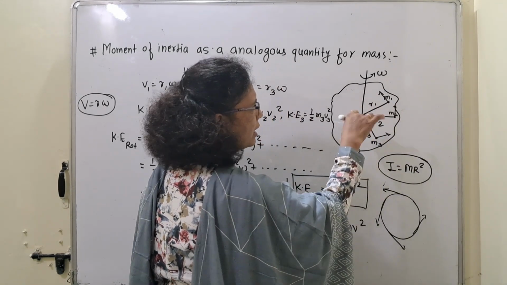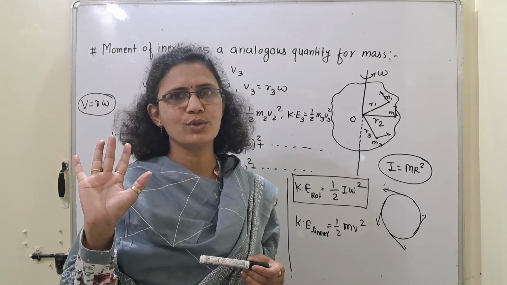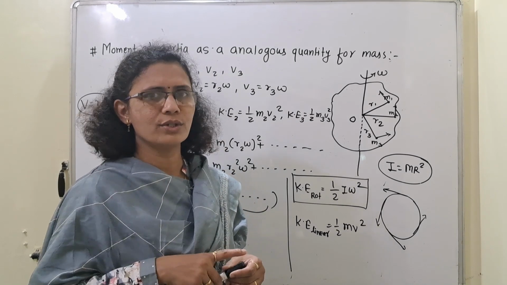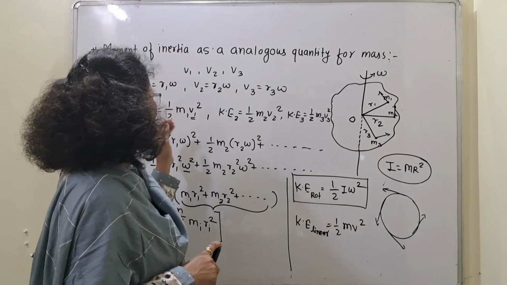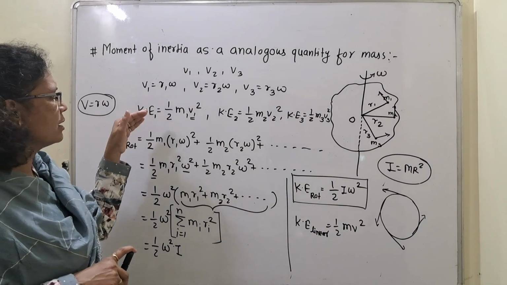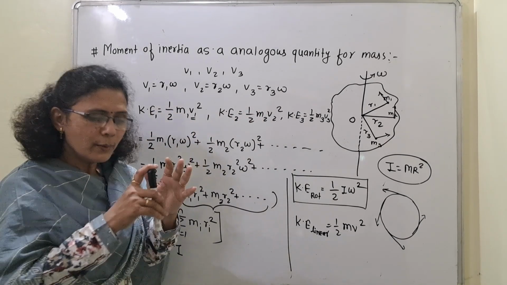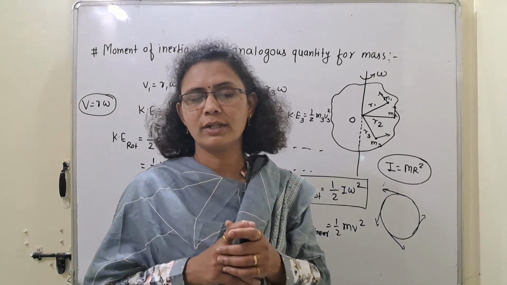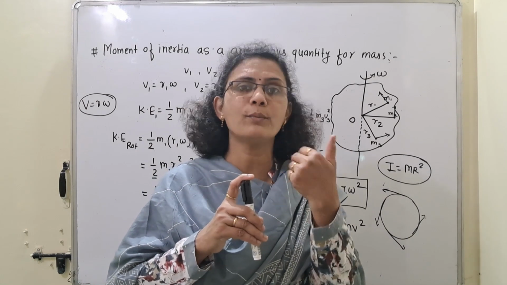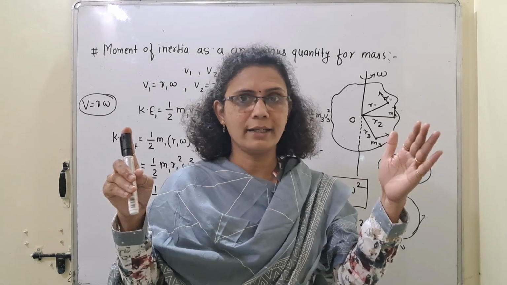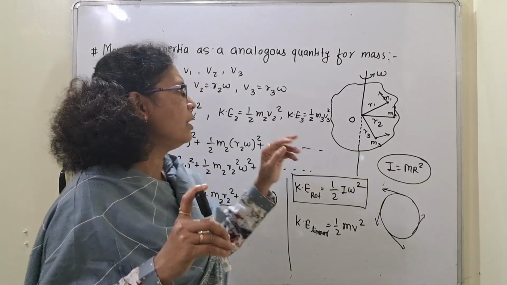Every particle has a different linear velocity, v1, v2, v3, but omega is not going to change here. Angular velocity does not change in a uniform circular motion. So the kinetic energy of those particles will be different, that is 1/2 m1 v1 square, 1/2 m2 v2 square, and so on. If we sum all this kinetic energy, we get the kinetic energy of the rotating body, and we write the linear velocity in terms of angular velocity, that is r omega.